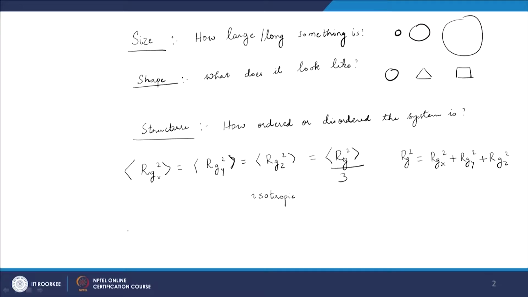That need not be the case always. For example, if we have a rod, which can be an approximation for a stiff chain, then it is clearly more elongated in one direction compared to others, and this must be taken care of when we are doing the analysis.